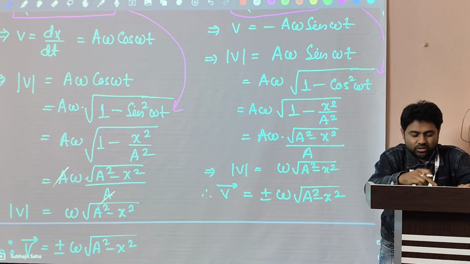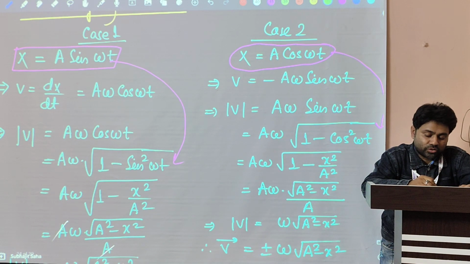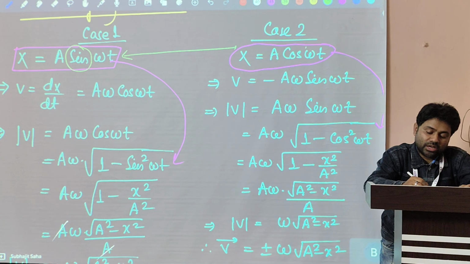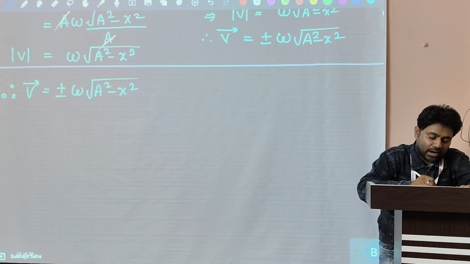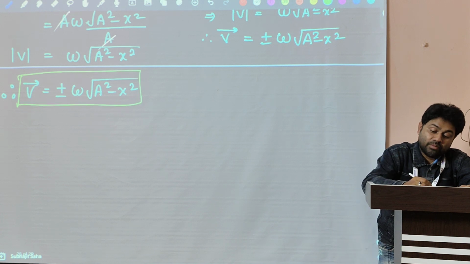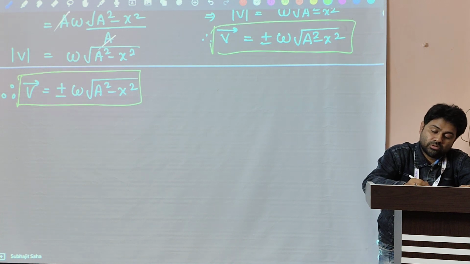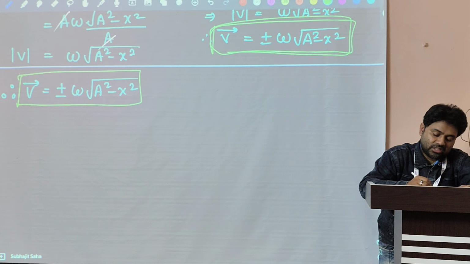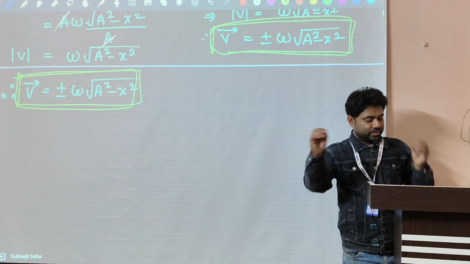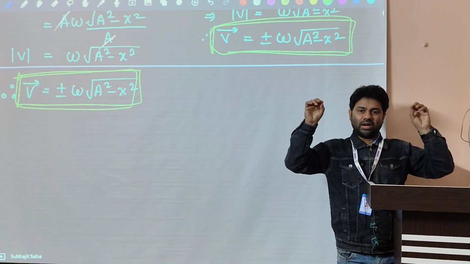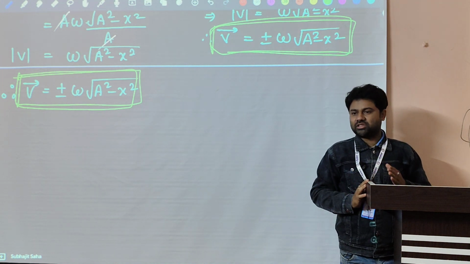What do you see? We took displacement equation of two different forms. Here there was a sinusoidal displacement equation. Here was a cosine form of displacement equation. But velocity and position relation is the same for both. So it doesn't matter whether the wave is moving in sinusoidal or cosine form. The relation between v and x is always the same: omega root a square minus x square.